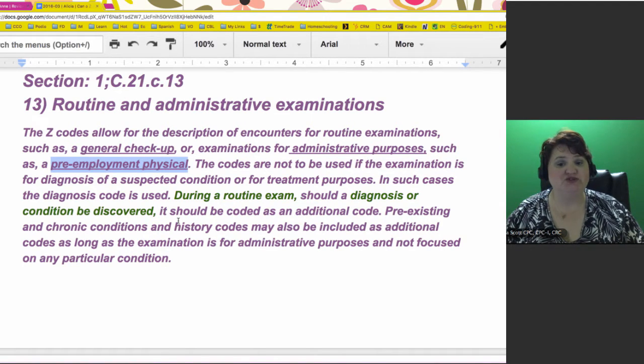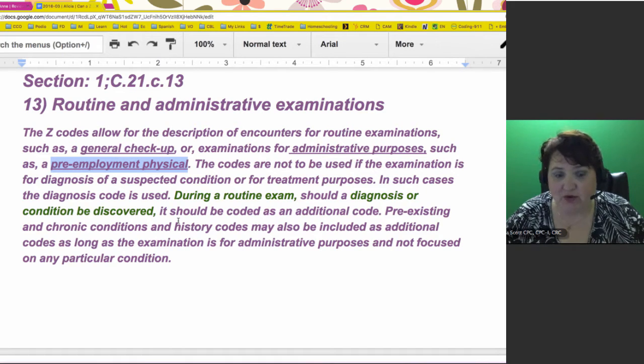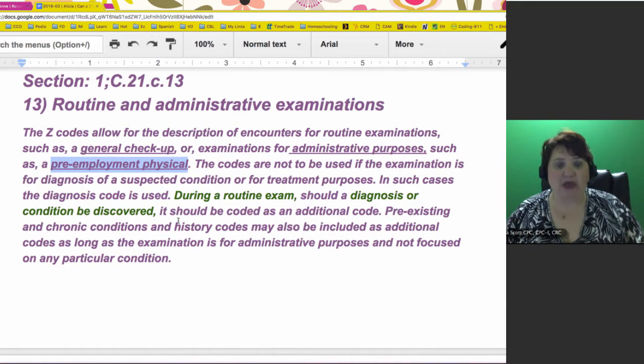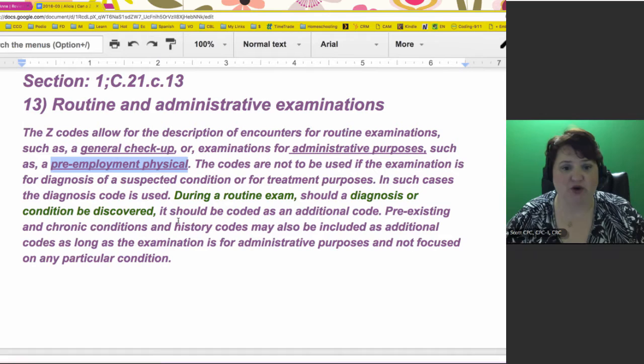What you should do is use the diagnosis, or if the condition is discovered, it should be coded in addition to this Z code. All right, now that's the basis of how this particular Z code works, and it's a common first listed diagnosis code.